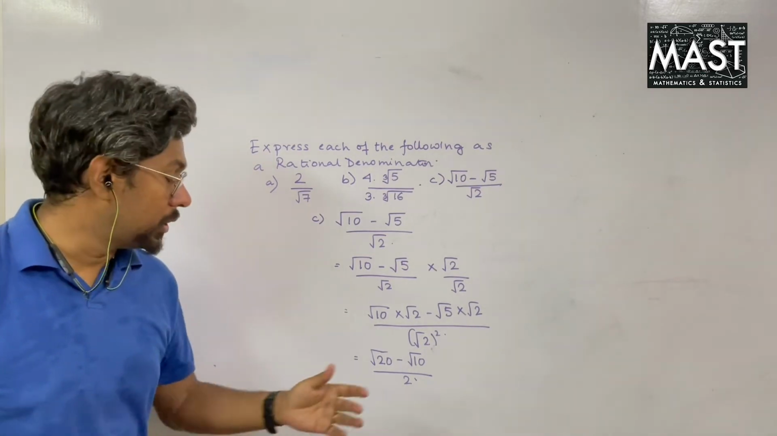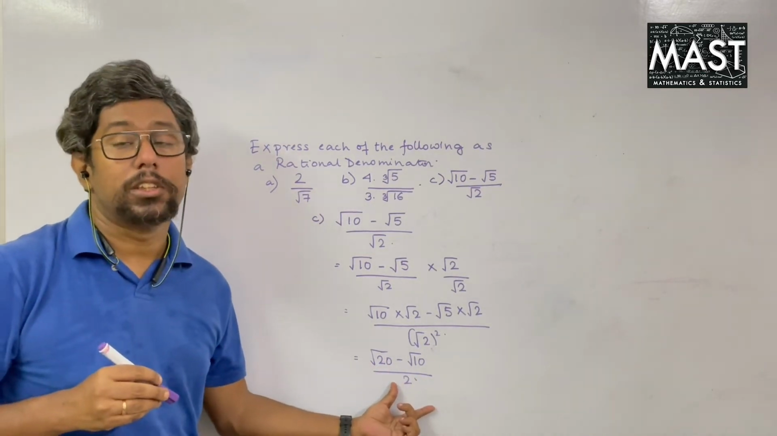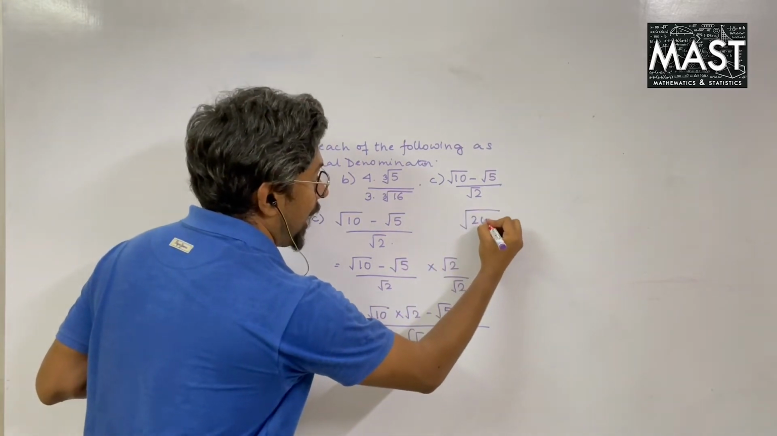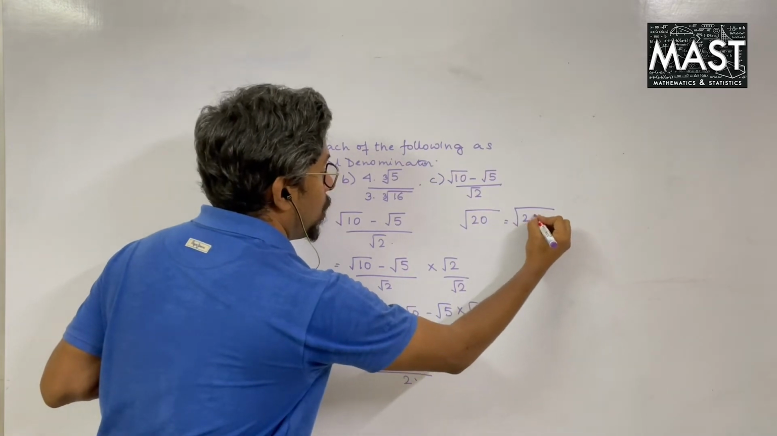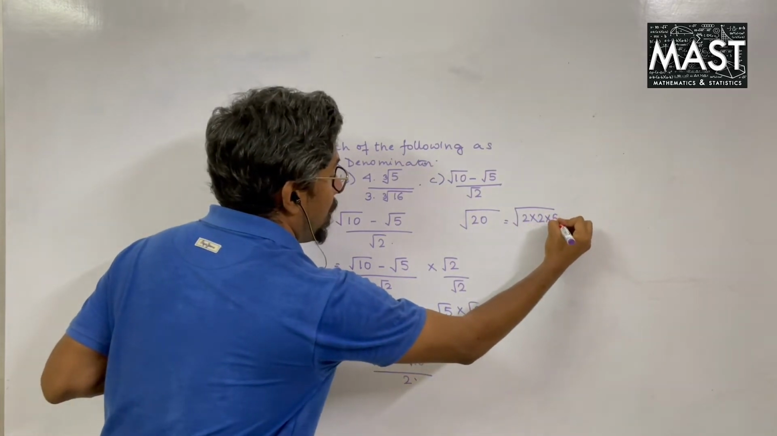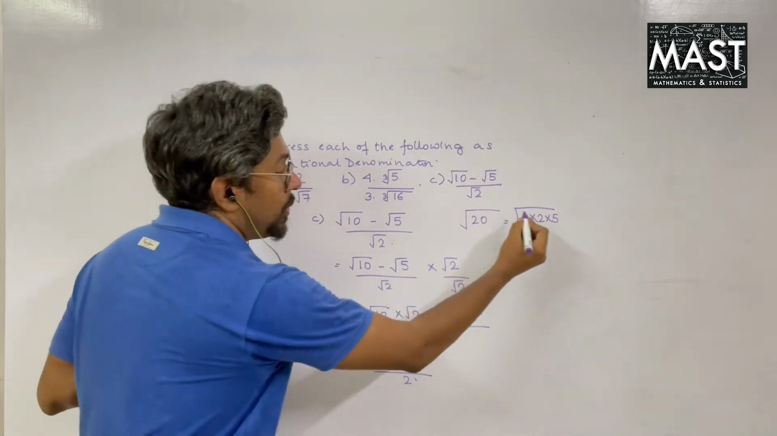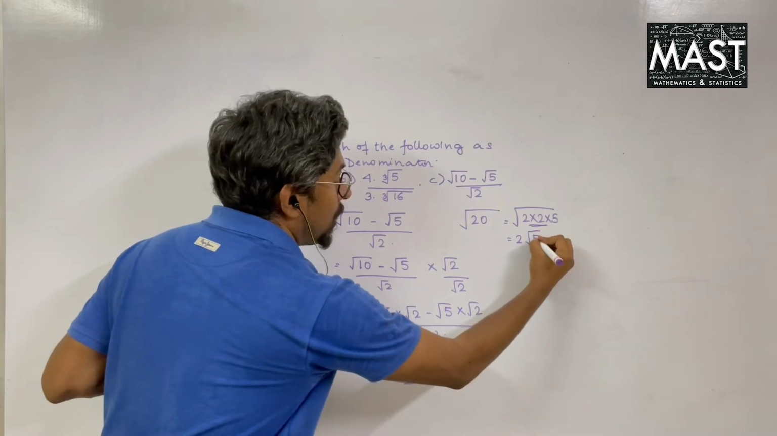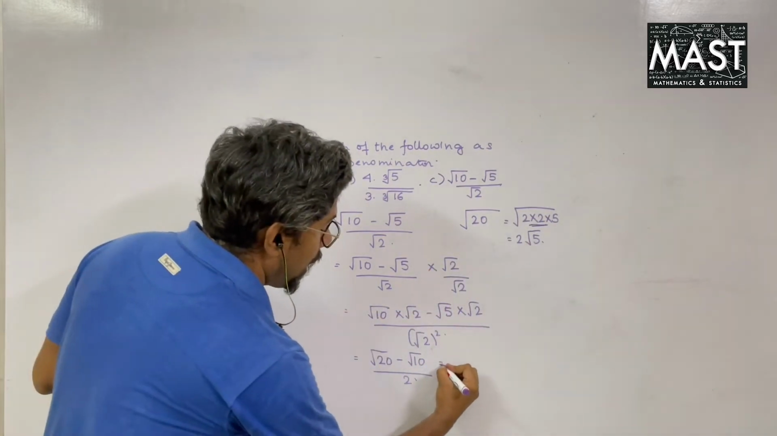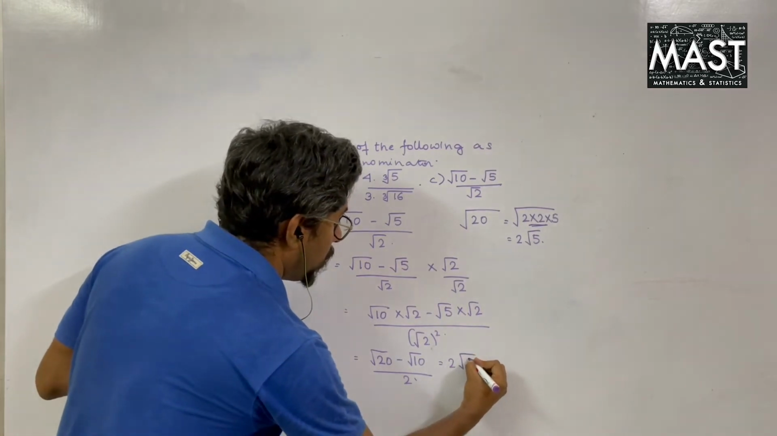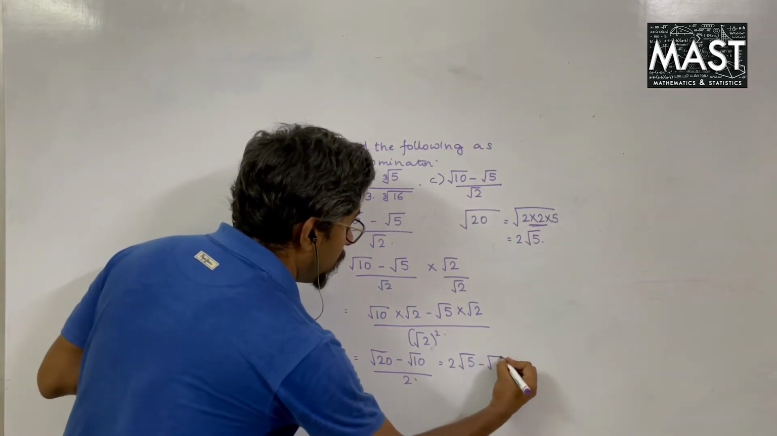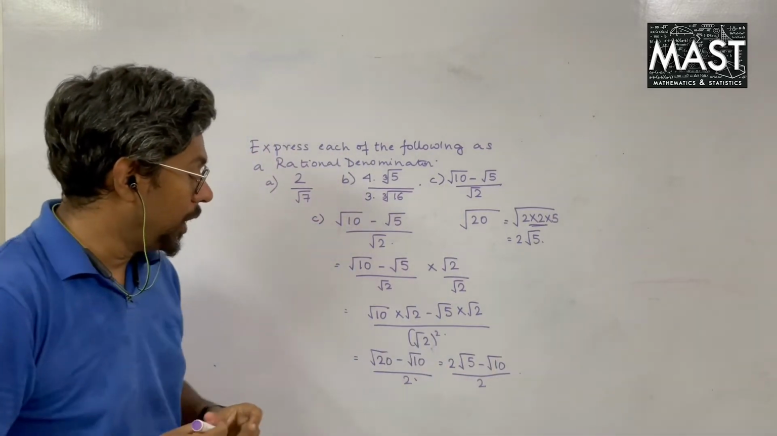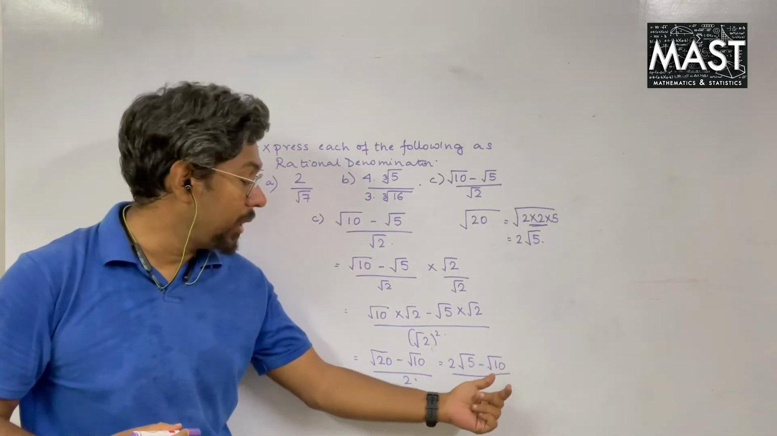Now, a lot of the students keep the answer to this point, but this is not correct. When we get root over 20, root over 20 can be written as root over 2 into 2 into 5 by the method of factorization. Now since we have two 2's inside the root, this can be simplified and written as 2 root 5. So this has to be further simplified to 2 root 5 minus root 10 by 2. So my simplified answer would be 2 root 5 minus root 10 by 2.